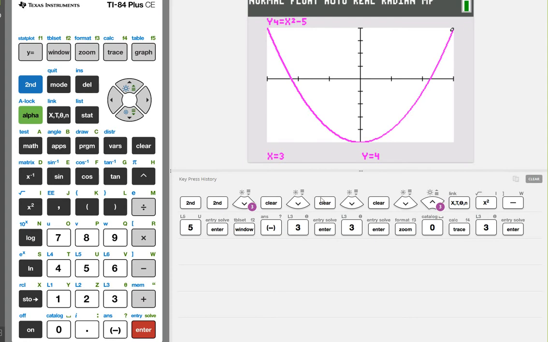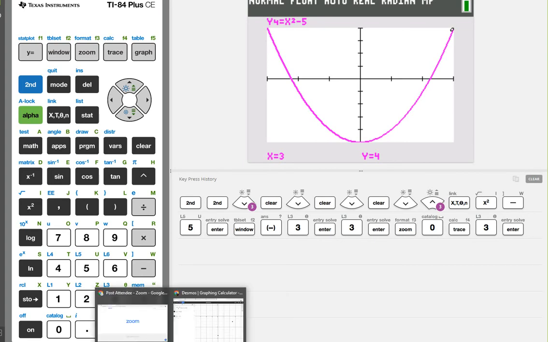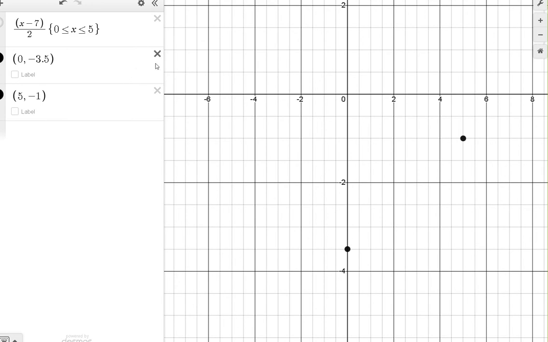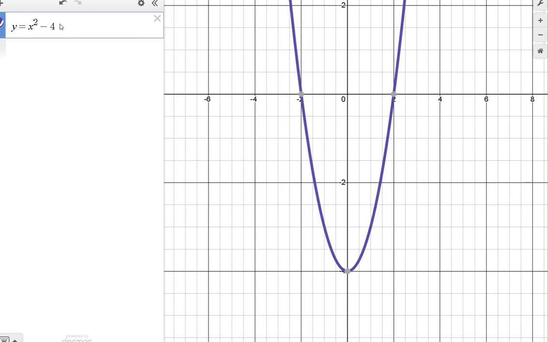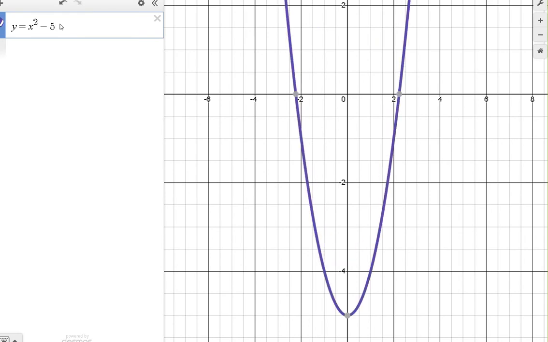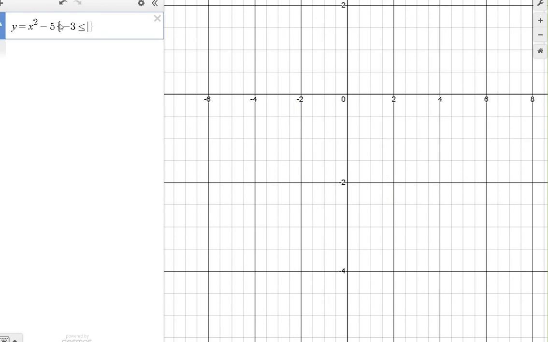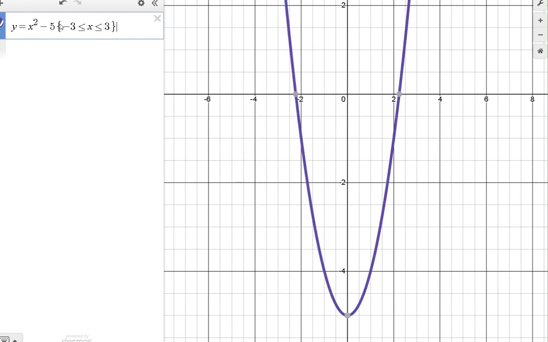You can look back at the video for section 2.2 and see how you do piecewise functions if you wanted to restrict the domain here. But personally, I like how this works out on Desmos. It's pretty easy. So if I wanted to graph this on Desmos and limit myself to a little bit, here's how you do it. Type in y equals x squared minus 5. And then I'm going to put in brackets my little condition. And that is -3 is less than or equal to x is less than or equal to 3. And that is my graph.